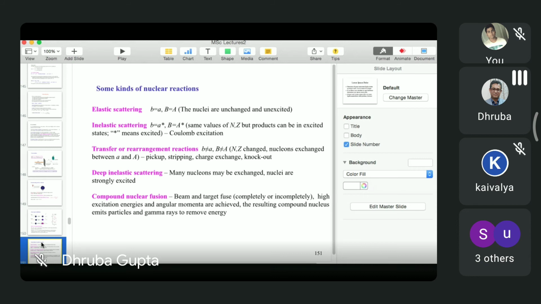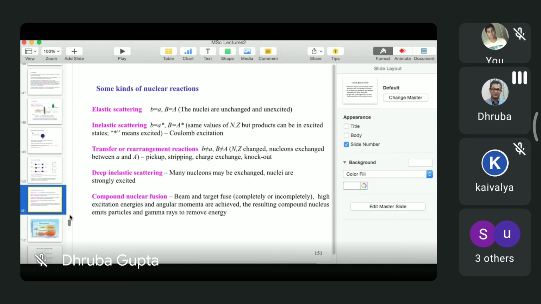And there may be compound nuclear fusion. Beams and targets fuse completely or incompletely, that is, fully or partially. High excitation energies and angular momenta are achieved. That is, it excites the nucleus very well because it is almost a head-on collision. The resulting compound nucleus emits particles and gamma rays to remove the energy. The tendency of the nucleus is always to lose energy as fast and as much as possible and return to the ground state. That is a rule of nature, that you will always try to achieve the lowest potential energy.